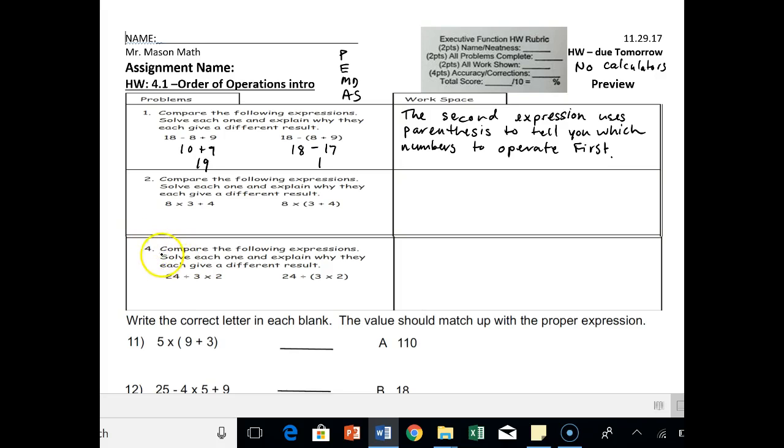All right, let's take a look at number 4. I know I skipped 3, but let's do number 4. It says, again, compare and explain why they give you a different result. So remember, PEMDAS says multiply or divide, whichever comes first from left to right, so it's not always multiply first, then divide. Read it left to right. Division pops up first, so 24 divided by 3 is 8, and then 8 times 2 is 16. Here, do the parentheses first, so 3 times 2 is 6, and then 24 divided by 6 is 4.